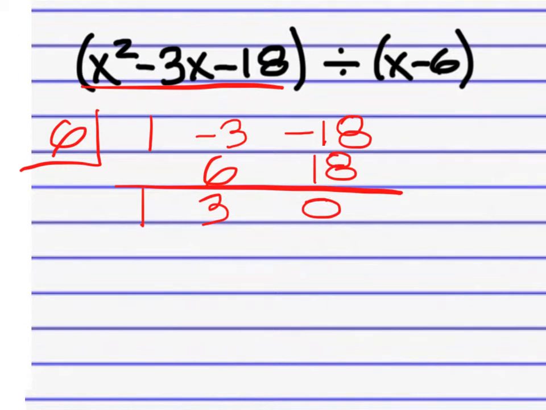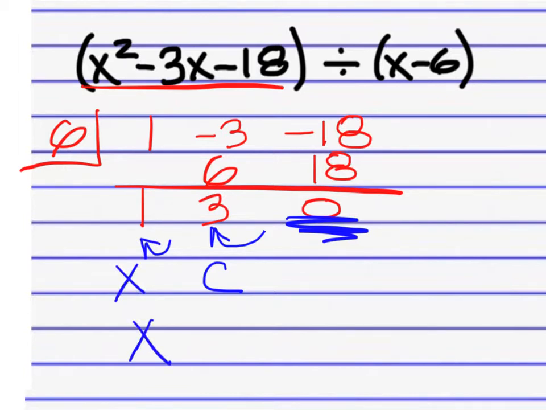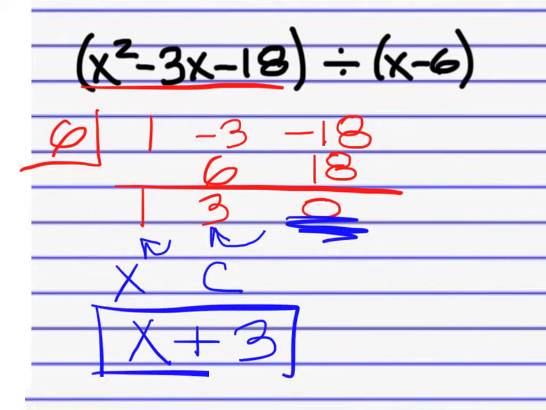You have no remainder. It is 0. That means that x minus 6 is a factor of x squared minus 3x minus 18. So if you have no remainder, your next item over is the constant, and the next item over from there is the x term. So you have 1x plus 3, and that's it.